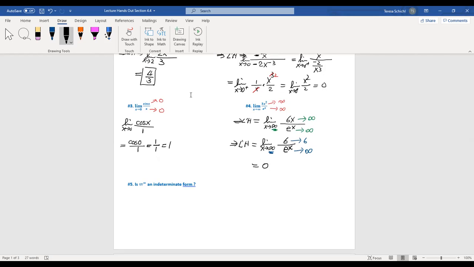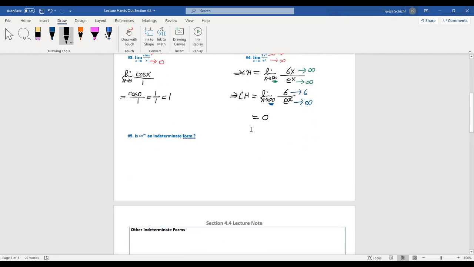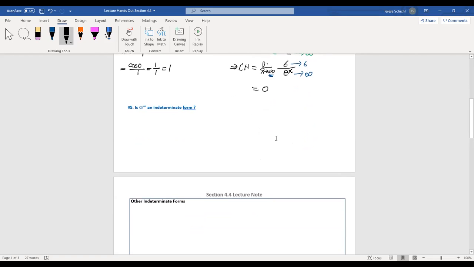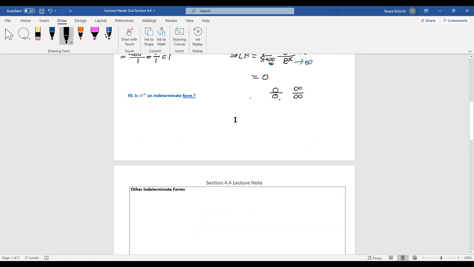Okay, so now in here we talk about a couple of indeterminate forms. We talk about 0 over 0 and infinity over infinity, right? Those are the two we can apply L'Hopital's rule to. Then we have several other indeterminate forms. And how do we handle those?